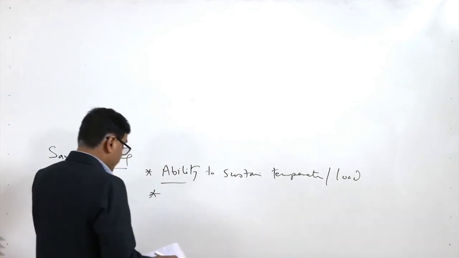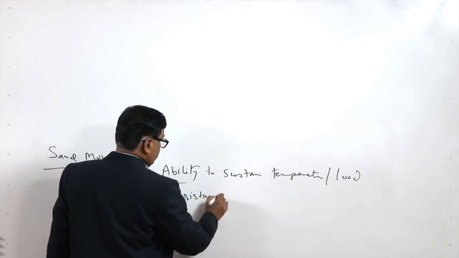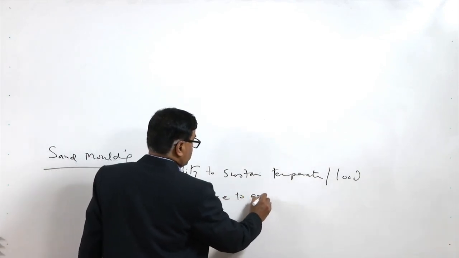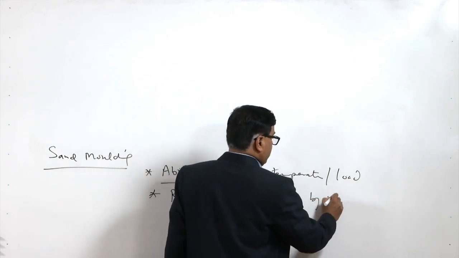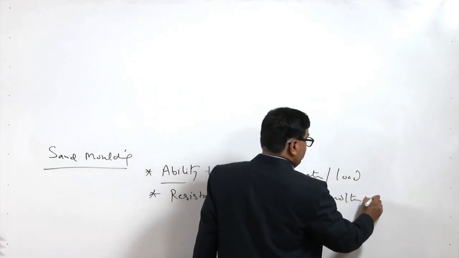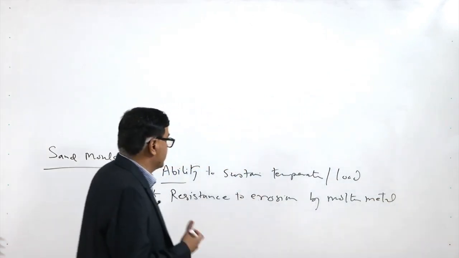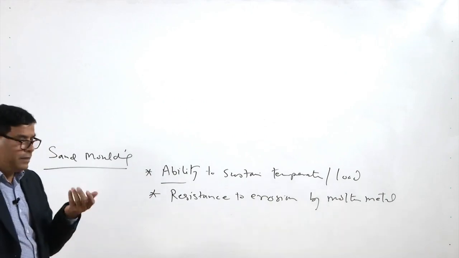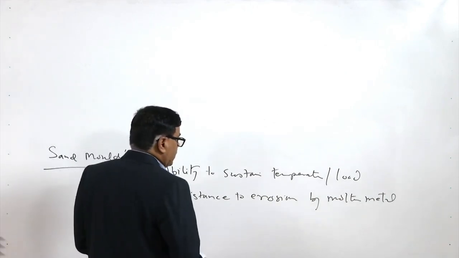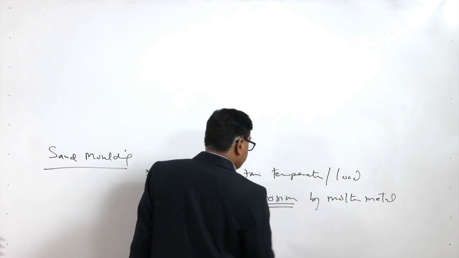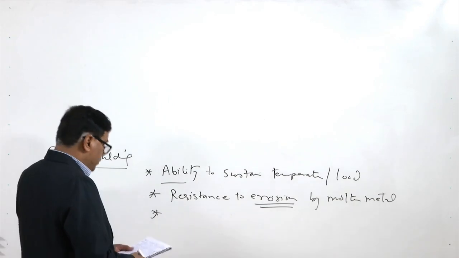And two, it should have resistance to erosion by molten metal. We know that when molten metal is poured into the mold, a lot of turbulent conditions exist. So, the metal will be rubbing the surface turbulently, and this may cause erosion of the sand mold, which will modify the geometry of the mold.